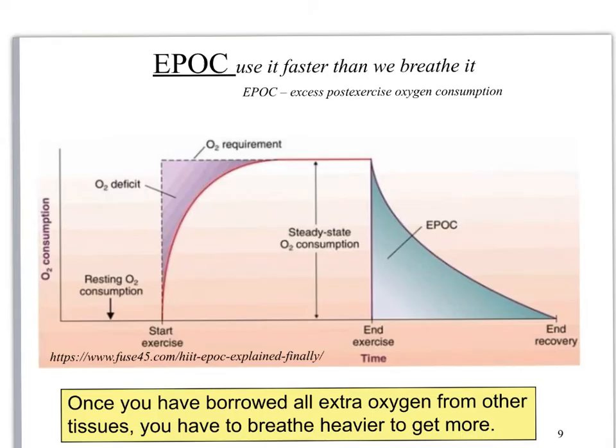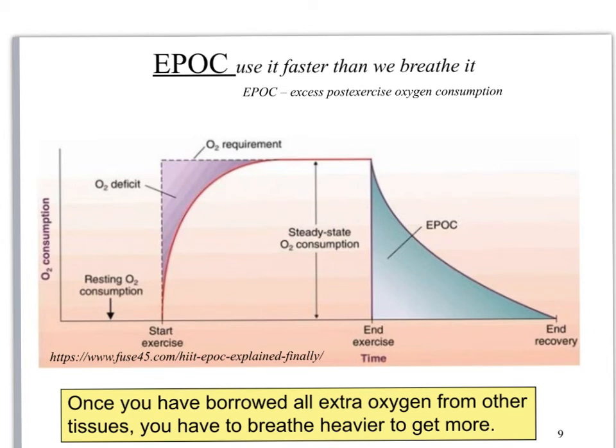All right, so while you're exercising, you're using up oxygen faster than you're breathing it. Okay, so you got to breathe harder. All right, so then you start increasing your respiratory rate in order to increase the amount of oxygen that you can bring into the body. Okay, so I want you to look at this graph right here. Over here we've got oxygen consumption. Over here we have time.